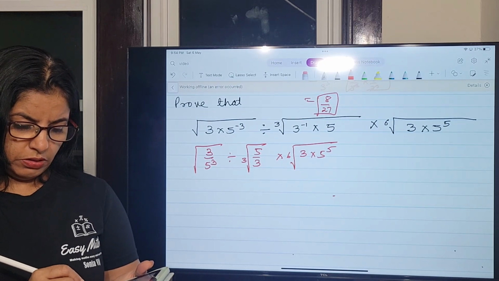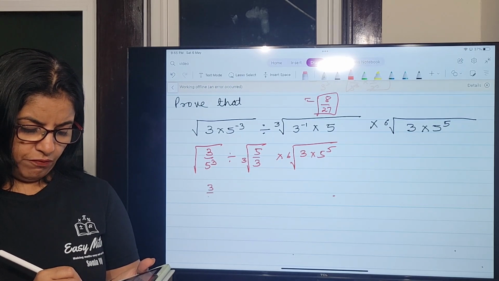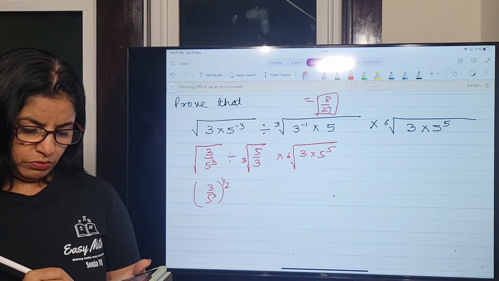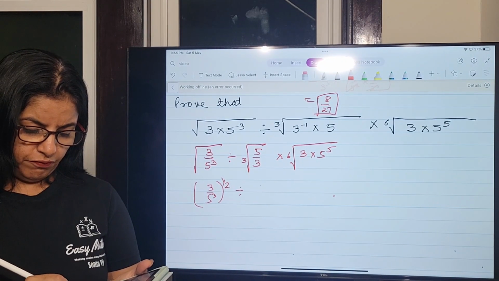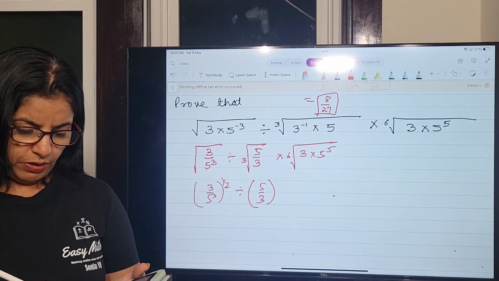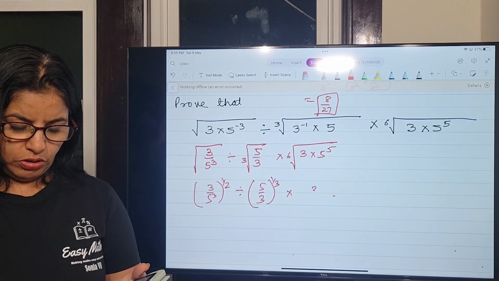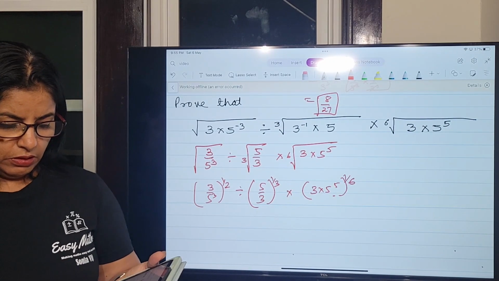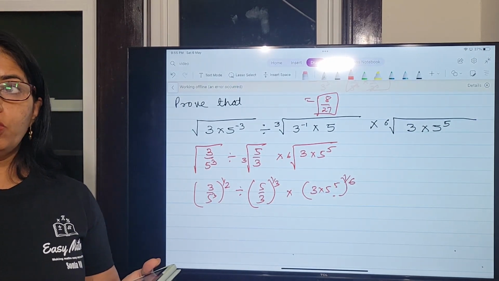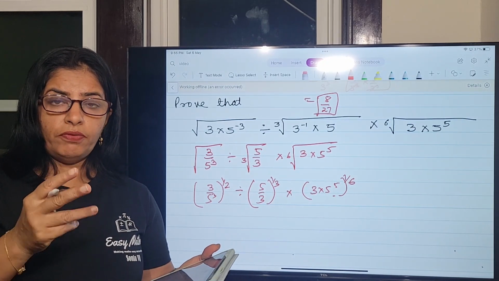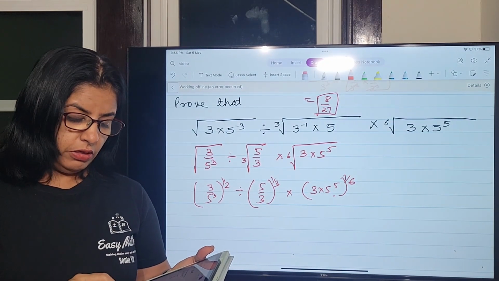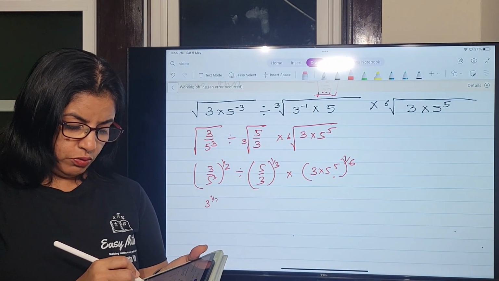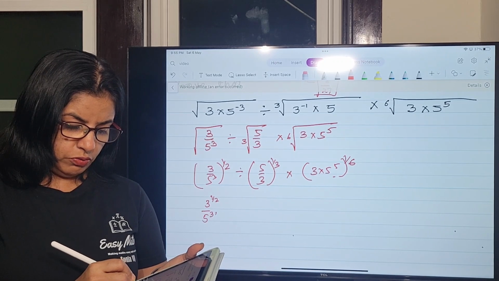So this is (3/5)^(1/2) divided by (5/3)^(1/3) into 3 into 5 by 5^(1/6). Now we can see there are only two numbers, 3 and 5. Let's open the bracket and see how it works: 3^(1/2), 5^(3/2).